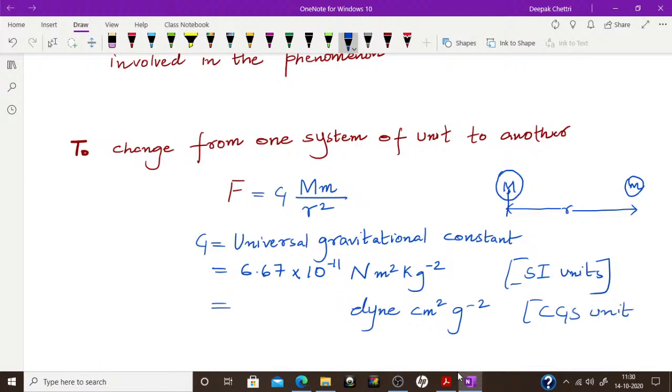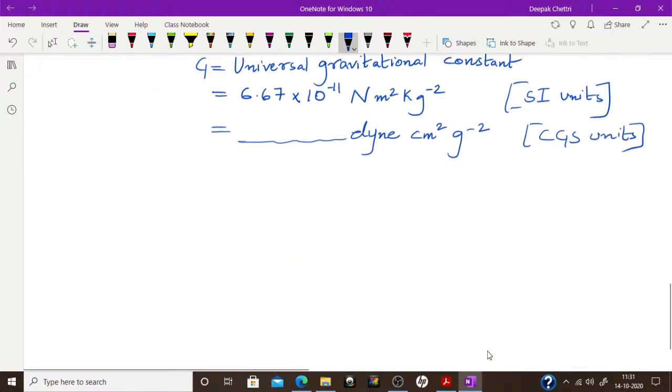So again, the value will not be same, right? If you want to express this number in CGS unit, the value will not be same. It will not be this 6.67 into 10 to the power minus 11. You have to find this value. So this dimensional analysis helps us to find this value. Okay, so let us see how.